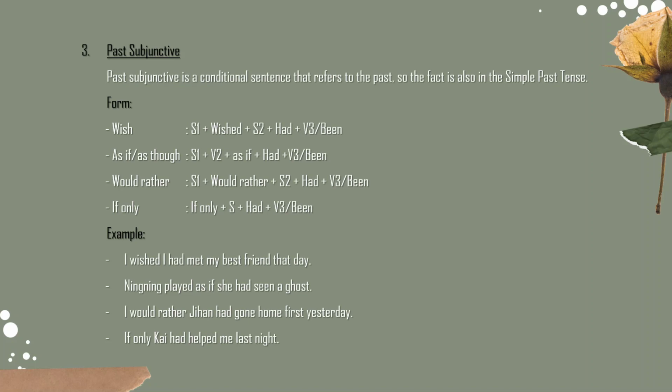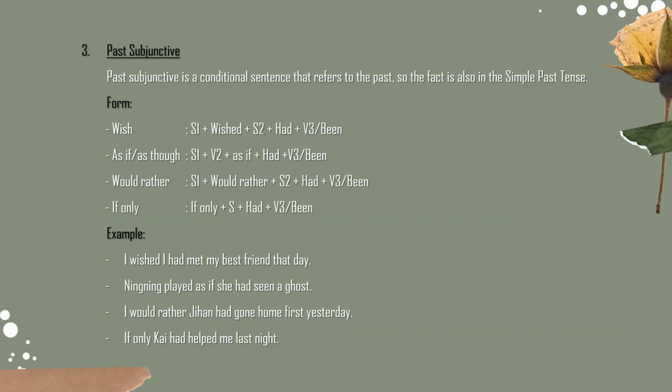So guys, let's continue to the last type of subjunctive, past subjunctive. Past subjunctive is a conditional sentence that refers to the past. So the fact is also in the simple past tense. And these are the formulas. The first one is the formula of wish: subject, wish, subject, had, verb 3 or been. The second one is as if or as though: subject, verb 2, as if, plus had, plus verb 3 or been.